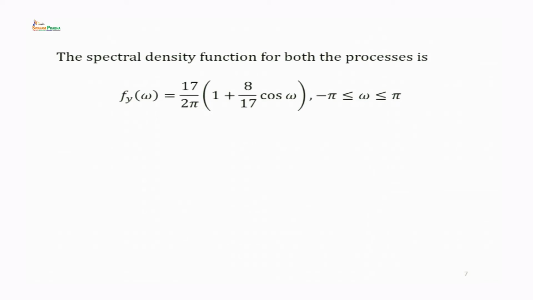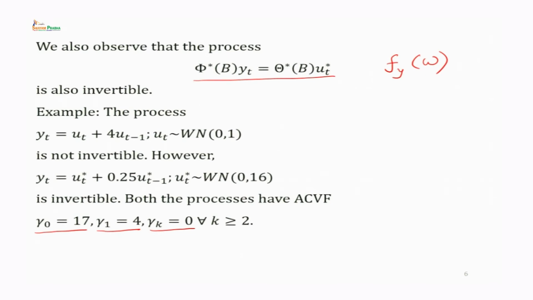So, although the original process was not invertible, we have obtained a process which is invertible, of course, with different parameters, and it has the same spectral density as the original process.